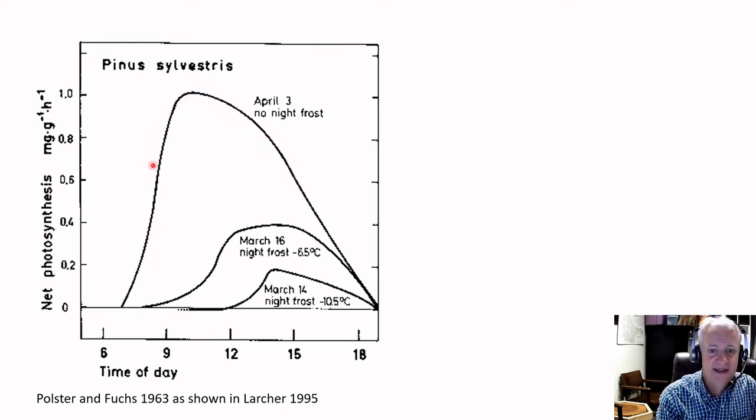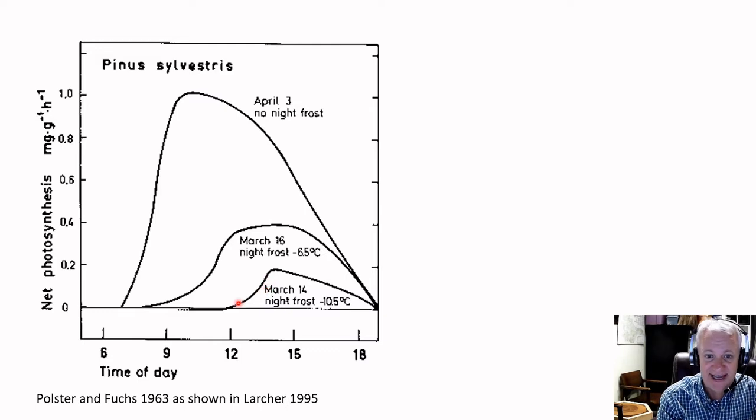For instance, on a day when there was no night frost the night before, you see a normal course of photosynthesis, versus these days when there was variable levels of cold the night before, either a minus 6.5 degree frost event or a minus 10.5 degree frost event. What you can see is that on those days after a night frost, photosynthesis doesn't even start up until later in the day.